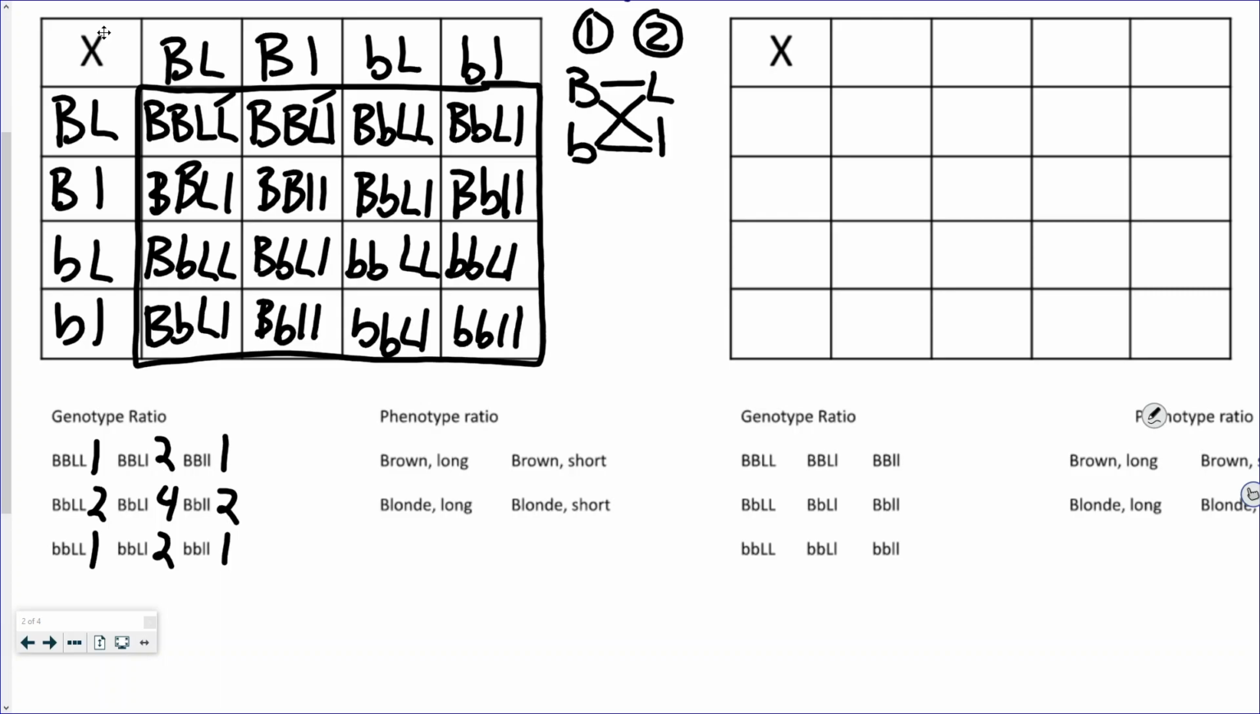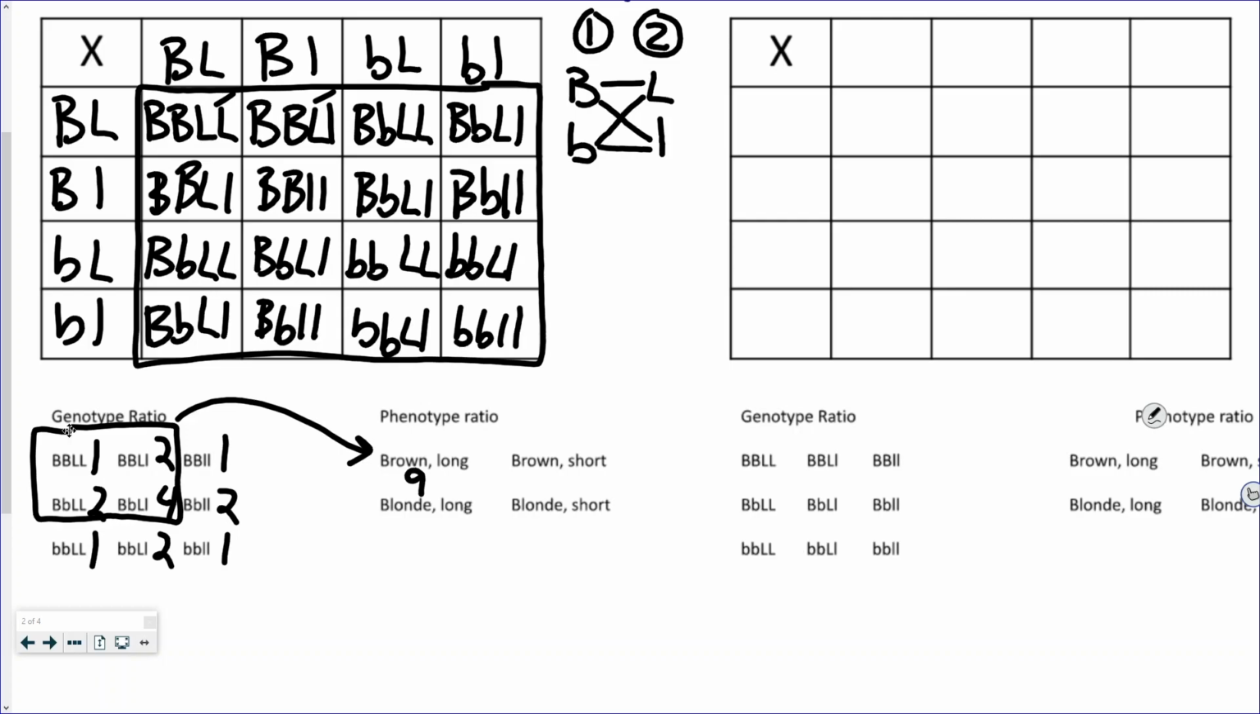To now get the phenotype ratios, the fastest way to do this is to take a look over here at the genotype ratios and find first which ones give me brown and long. And these 4 over here in this corner right here, all 4 of these give me brown fur with long ears. So I just take those numbers and I add them up. 1 plus 2 plus 2 plus 4. That number goes right here, which is 9.